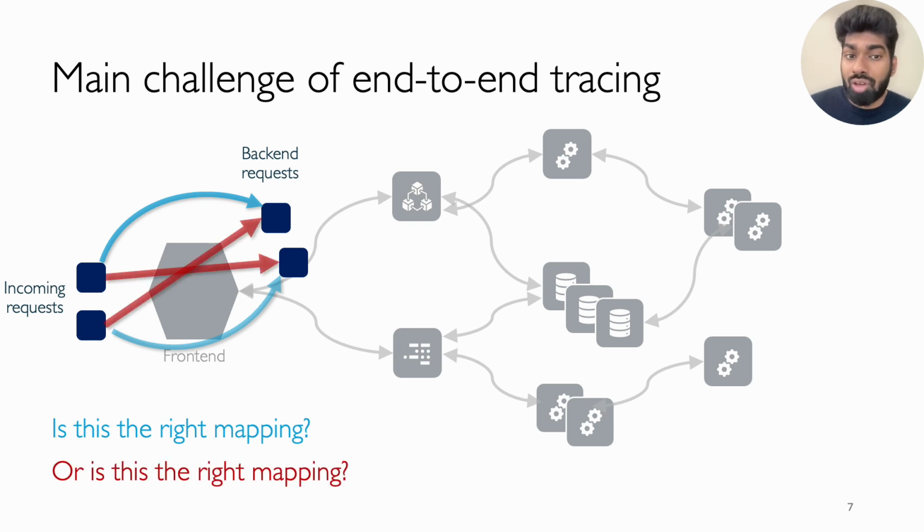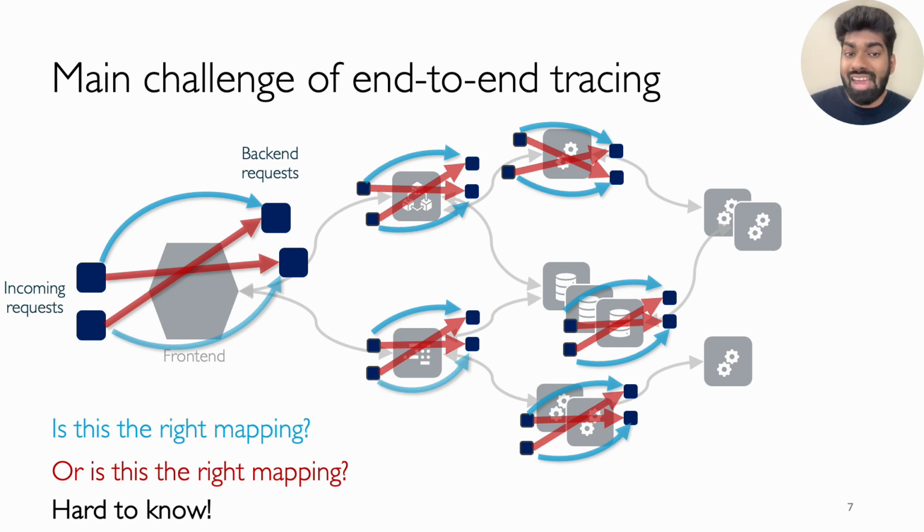Without knowing what's going on within the application, this is very hard to say. And this problem is replicated in every single service the requests interact with. Mapping these incoming requests to the backend requests at every single service is the main challenge in end-to-end tracing.